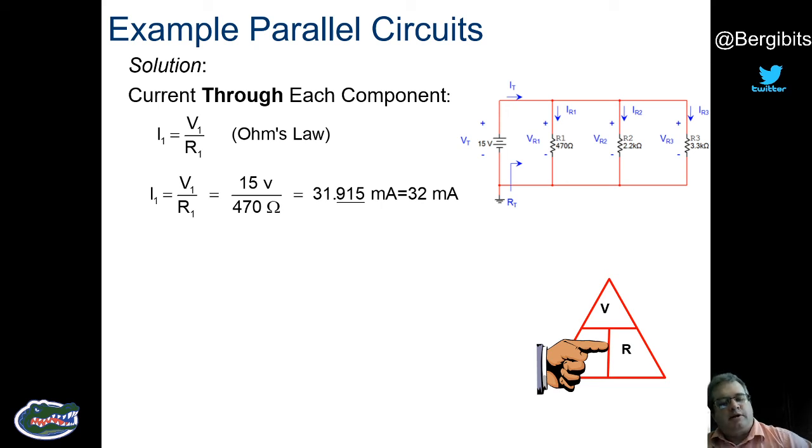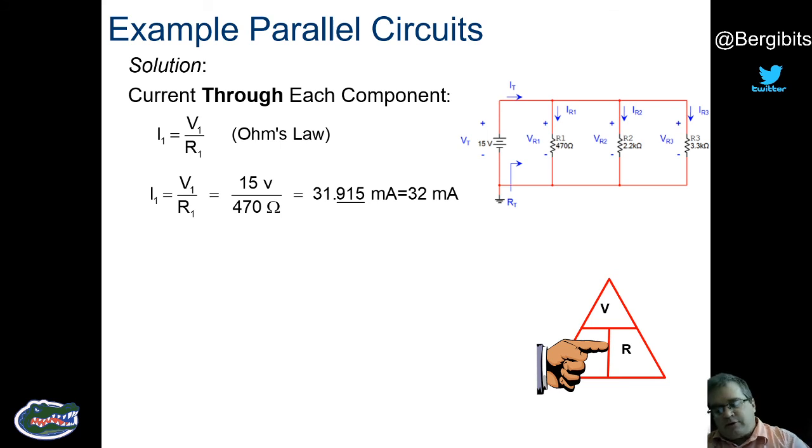Let me look at the calculator real quick. I want to verify something. Oh, okay, yeah. 15 divided by 470 is 0.0319 amps, or 31.915 milliamps. Okay, that's what they did.